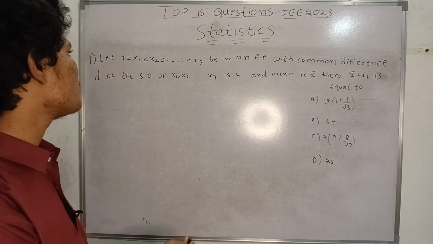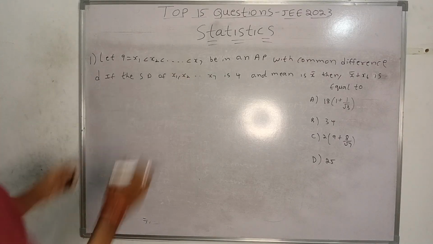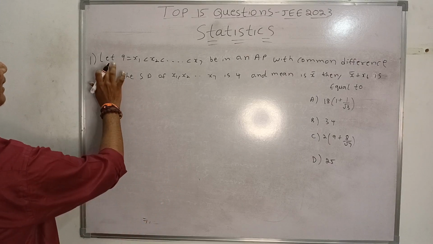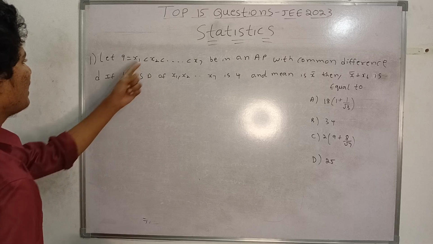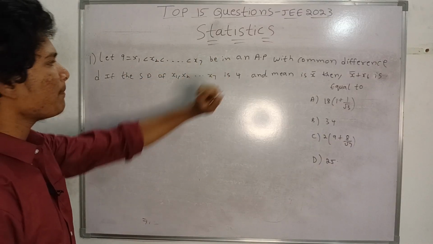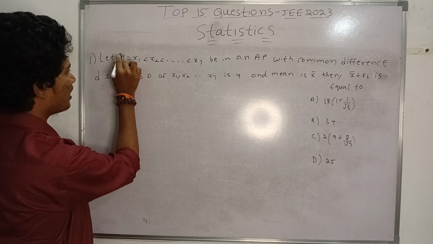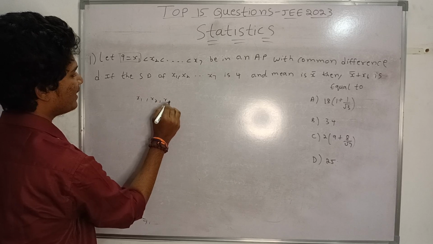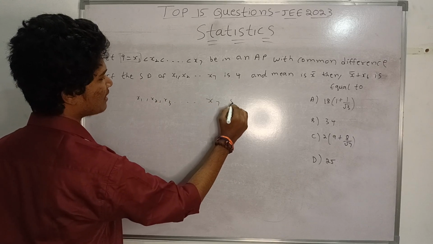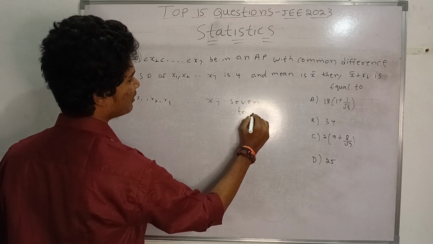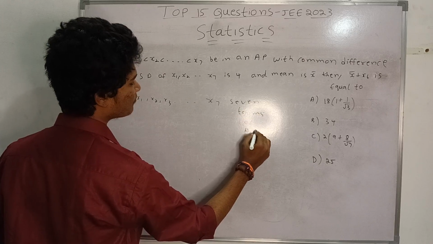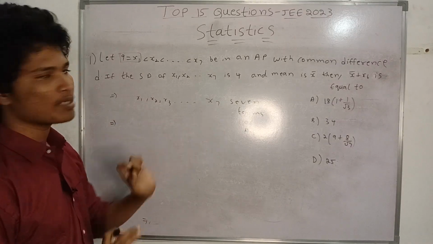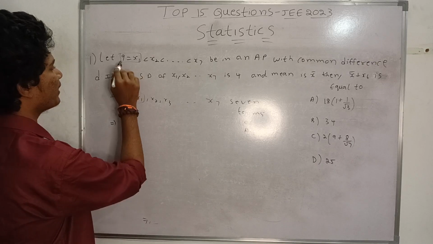So now let's get into this video, and this is the first problem in the statistics of the top 15 question series for JEE 2023 April attempt. The question says: let 9 equal to x1 less than x2 less than x3 up to x7 be an AP. The first term of the AP is x1, and x1, x2, x3 up to x7 are the 7 terms of the AP. The first term has already been given, that is 9.